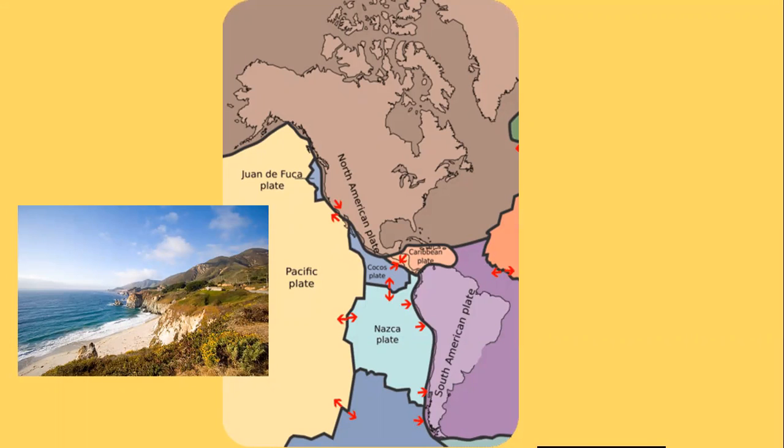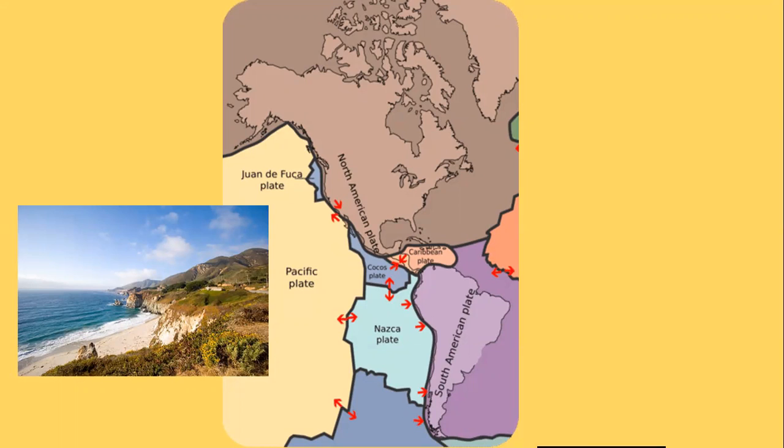Now, look on the eastern coast of the North American plate. You'll notice that the eastern coast of the North American plate is not near a boundary. There are no volcanoes and very few earthquakes along the eastern coast of North America.